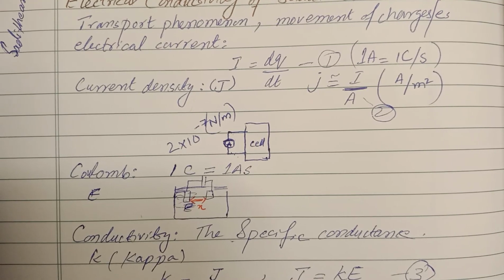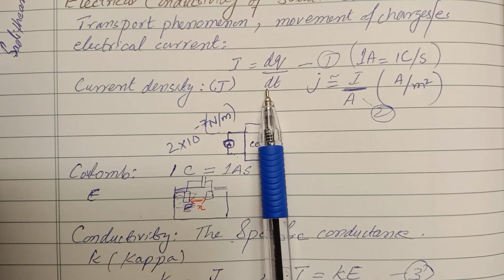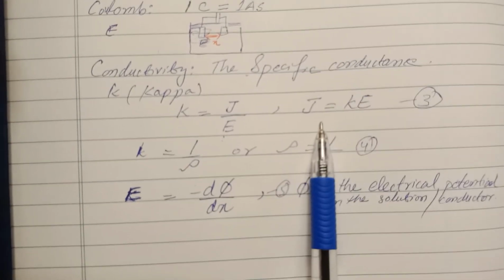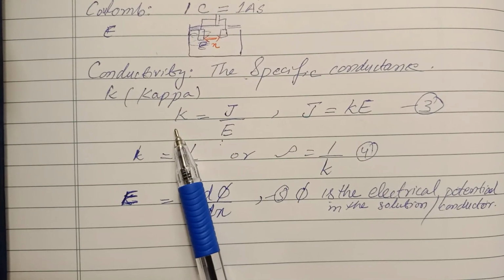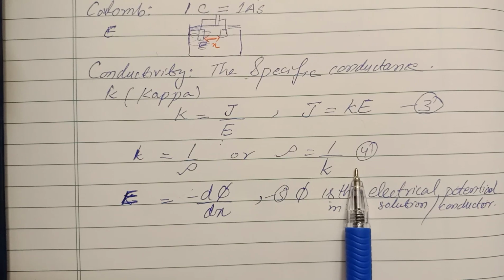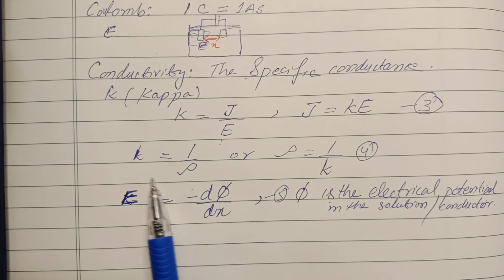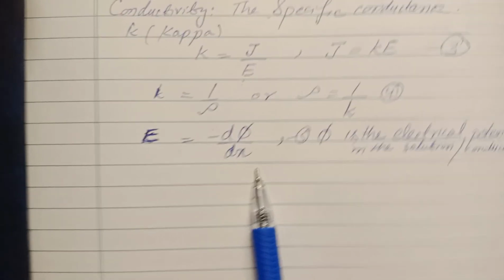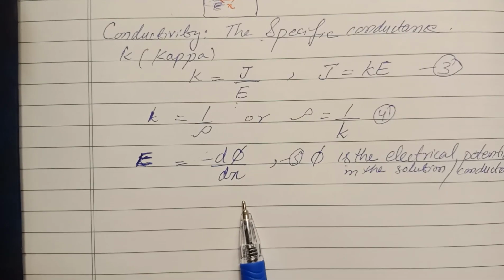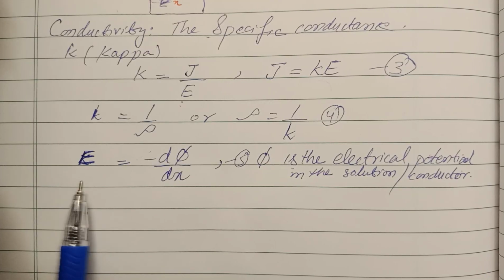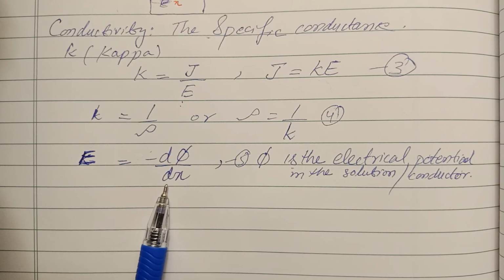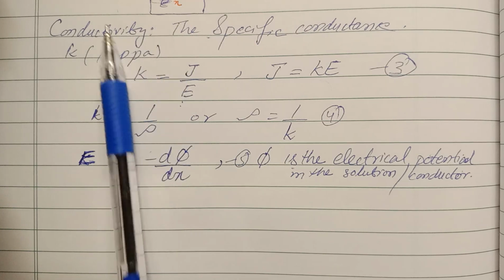Now we have equation 1 defining the current, equation 2 defining the current density, equation 3 for kappa, that is the specific conductance, equation 4 for the resistivity relationship with the specific conductance, and the fifth one is describing the electric field in terms of change in flux, that is the electric potential with respect to distance, that is shown here.